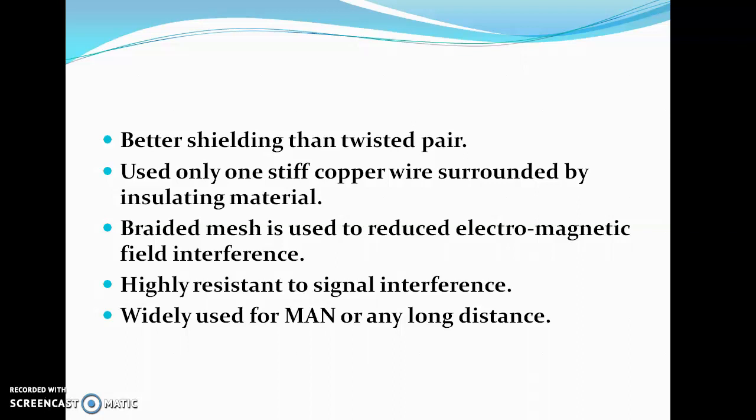They use only one stiff copper wire, as I've already mentioned, surrounded by all that, and then you have the braided mesh. This is to reduce electromagnetic interference from outside signals. They are more resistant to signal interference compared to twisted pair, and they are widely used for metropolitan area networks or for any longer distance. When you want to transmit data over a longer distance, you can use this type of connection. Now, what you need to remember is that both twisted pair and coaxial cable are used for transmitting electrical or electromagnetic signals.